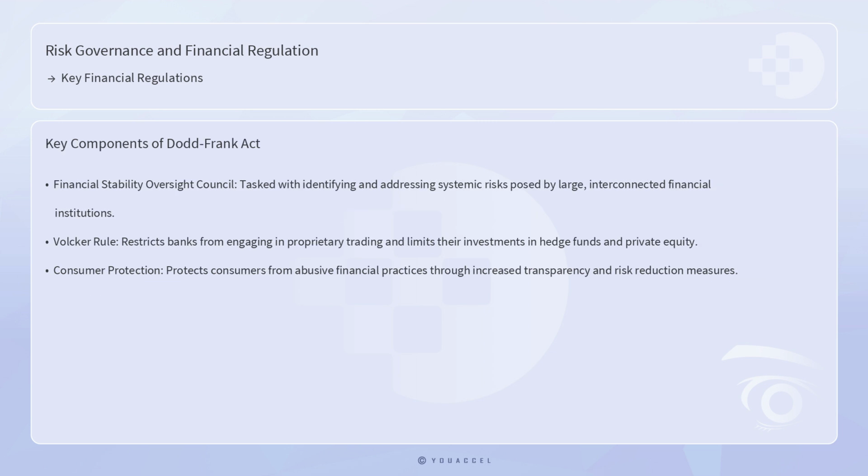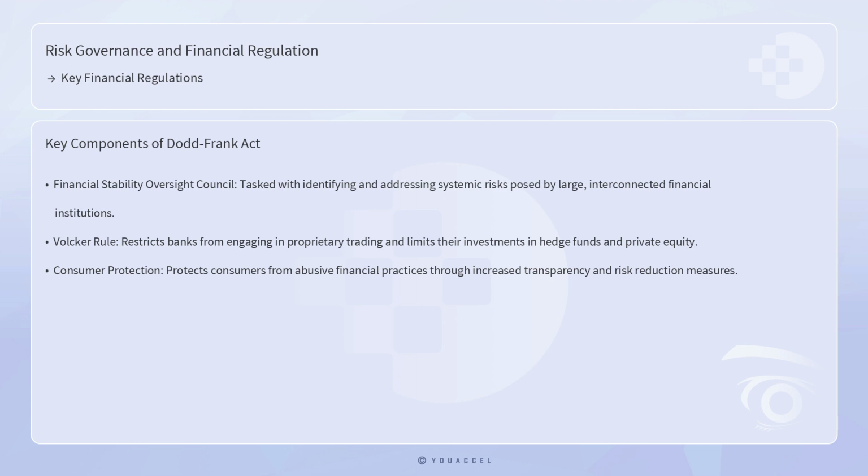The Dodd-Frank Wall Street Reform and Consumer Protection Act, commonly known as Dodd-Frank, is a significant piece of legislation enacted in the United States in response to the 2008 financial crisis. This act aims to reduce risks in the financial system, increase transparency, and protect consumers from abusive financial practices. One of the critical components of Dodd-Frank is the creation of the Financial Stability Oversight Council, which is tasked with identifying and addressing systemic risks posed by large, interconnected financial institutions.